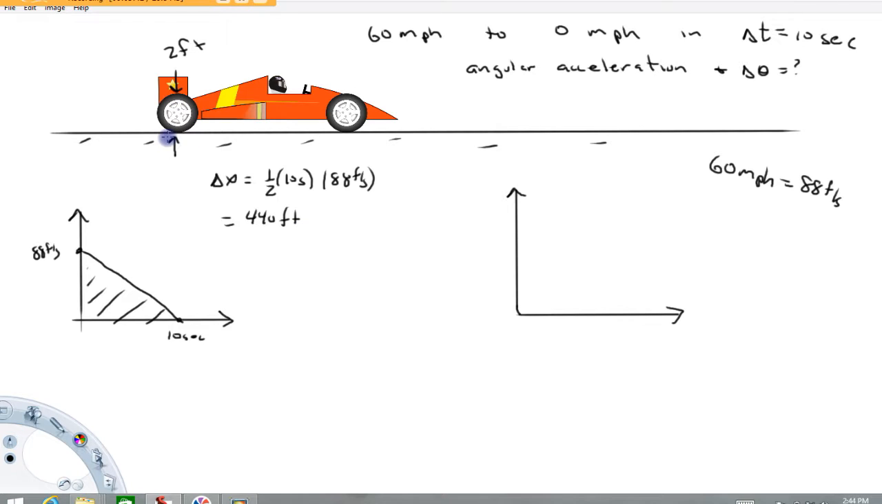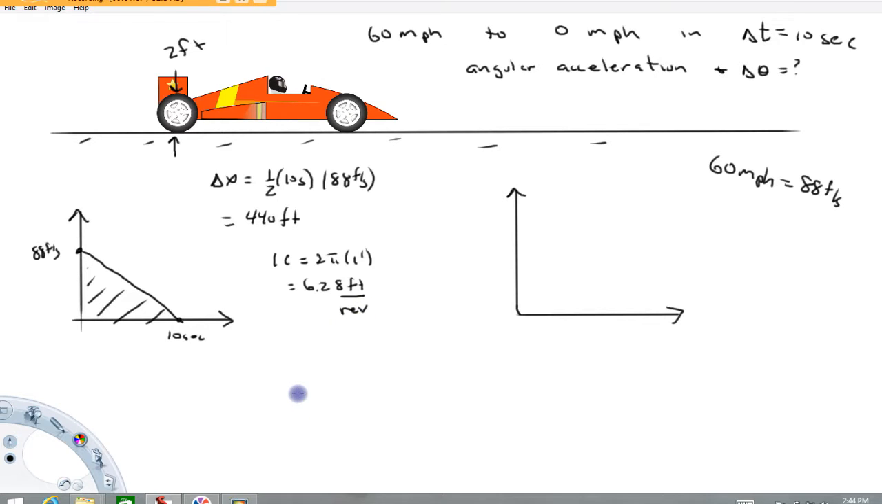So I'm going to calculate one circumference. That's equal to 2 pi r, or 2 pi times 1 foot, which is 6.28 feet. Now, the 6.28 feet means that every time the tire goes around once, the car is going to move forward by 6.28 feet. So I'm going to put 6.28 feet per revolution.